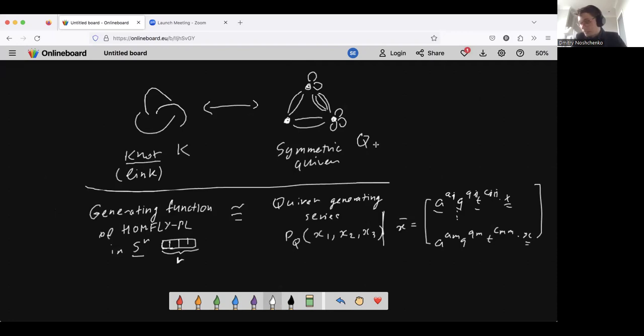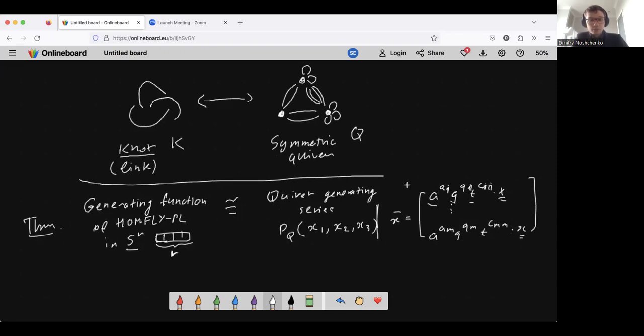So this is one level. This is in fact a theorem: for a large class of knots, one can establish such a correspondence. Namely, for a knot there exists a quiver, which is not unique in general. In fact, there are large classes of equivalent quivers corresponding to the same knot, but one can establish the equality between the quiver generating series and the generating series of HOMFLY-PT polynomials.